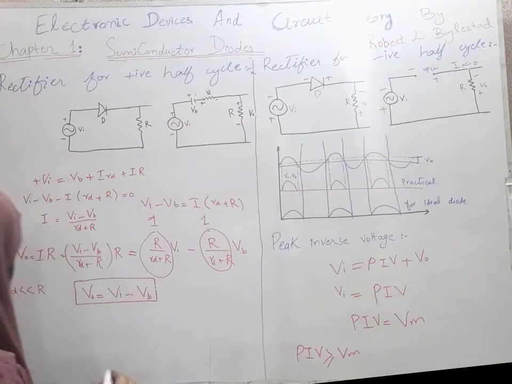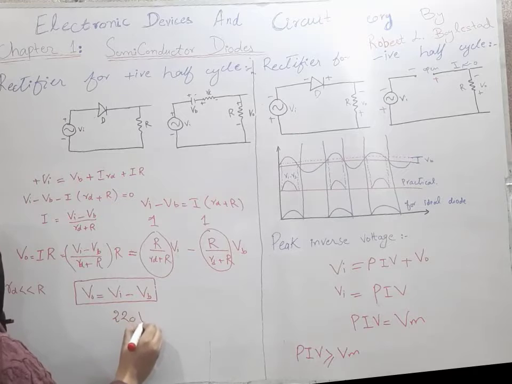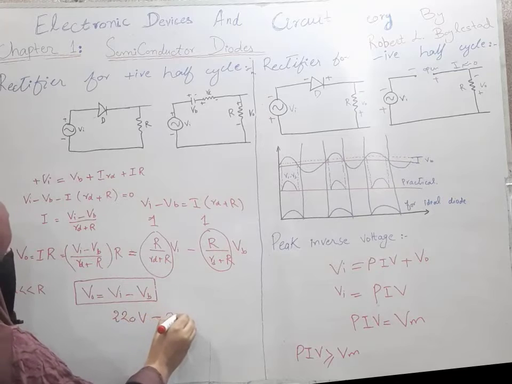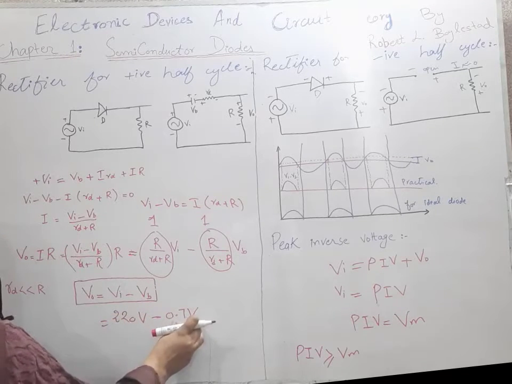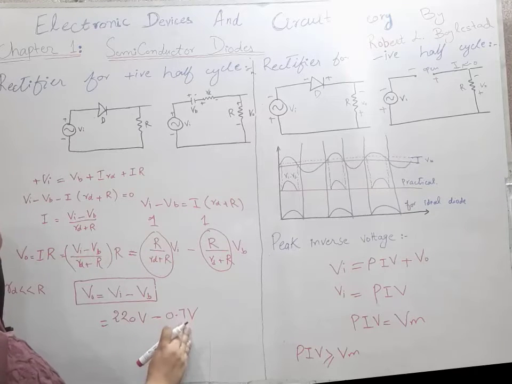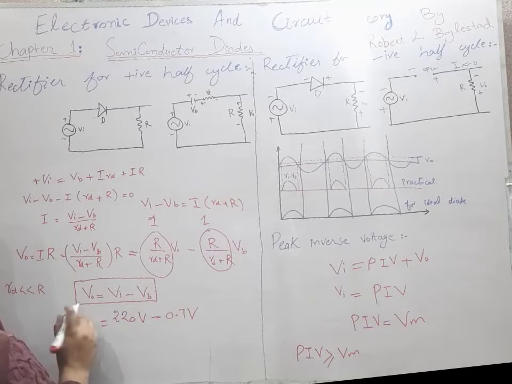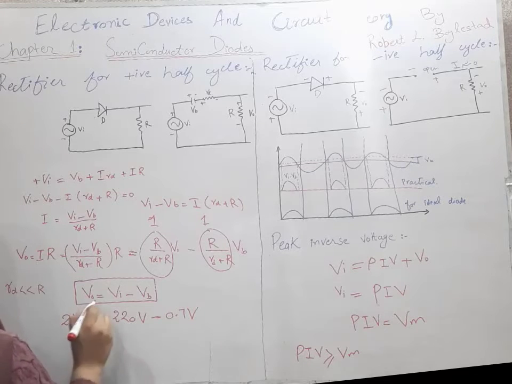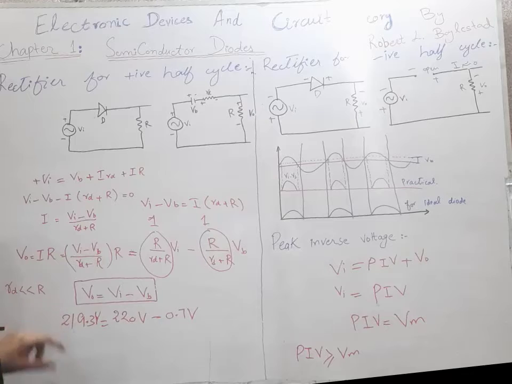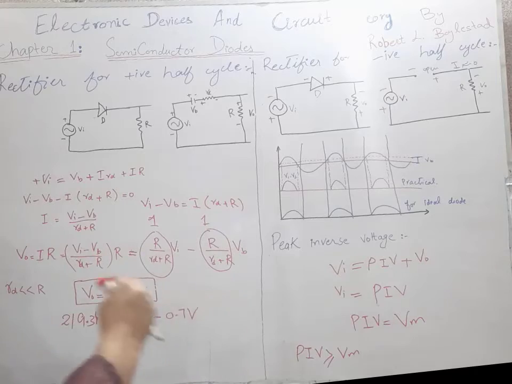So let us consider our Vi is equal to 220 volt, and the barrier potential for silicon is 0.7 volt. So we subtract 0.7 volt from 220 volt, and we will get 219.3 volt. So this is a very large value of voltage. We will get the maximum voltage, and this voltage will be only in a single direction, either positive or negative.